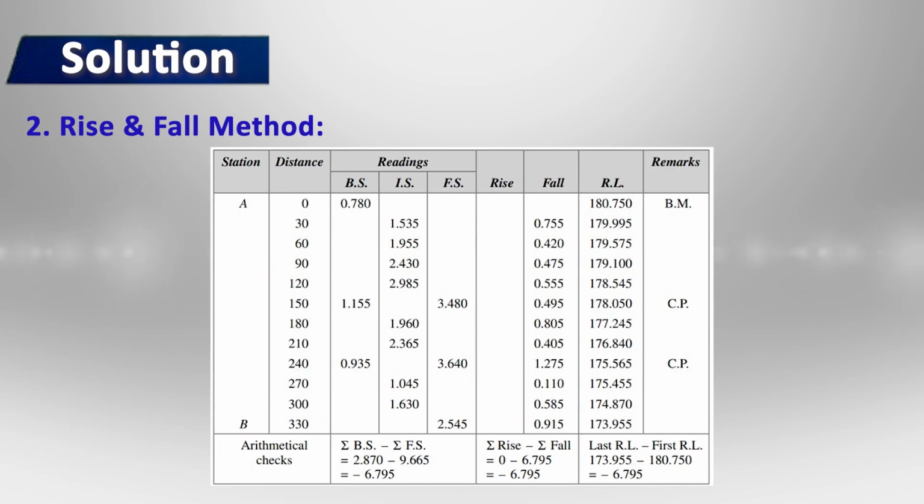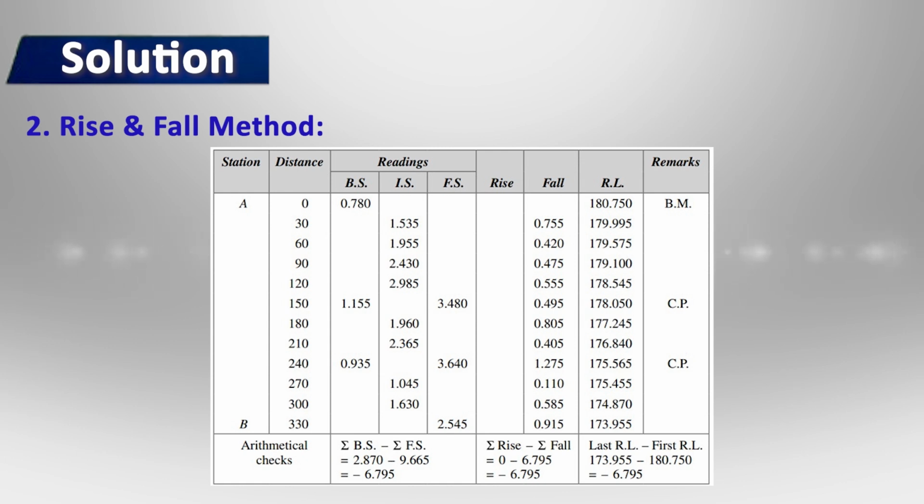Now, we will again calculate with the rise and fall method. As you can see, all the columns, we will strictly go to the calculation part. So, the reduced level for station A has been given as 180.750 meters. So, we will first subtract the backsight, that is 0.780, minus the one intermediate sight, that is 1.535, which will result in minus 0.755. As we know, minus indicates the fall, so it will go in the column of fall, that is 0.755.